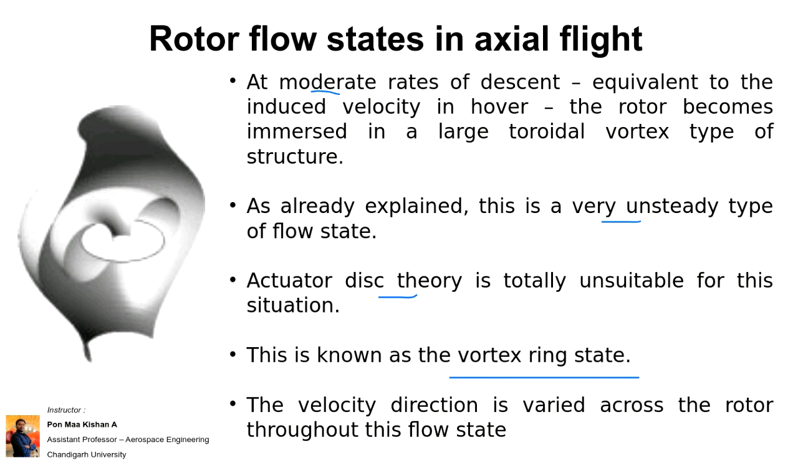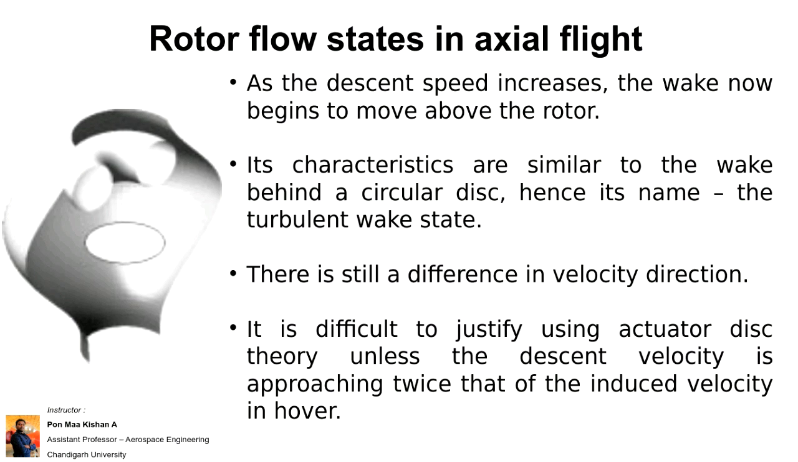The velocity direction varies across the rotor throughout this flow. Previously we said the velocity will be up but the larger velocity will act downward. But here the velocity direction varies across the rotor throughout this flow state. So it will be up, down, varying according to the flow pattern and the vortex generation at the rotor tip. It depends on how large a toroidal vortex is formed, and that state is called the vortex ring state. So two states we have seen so far: one is the normal working state, another is the vortex ring state.